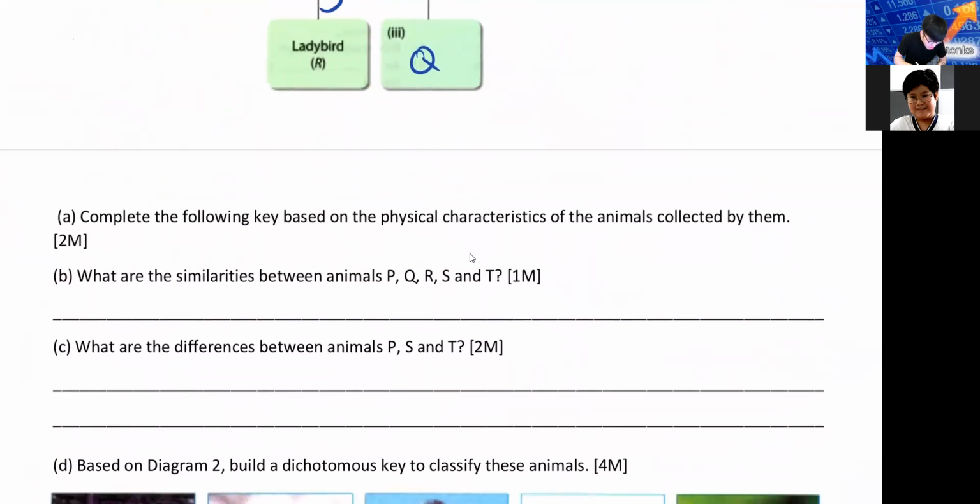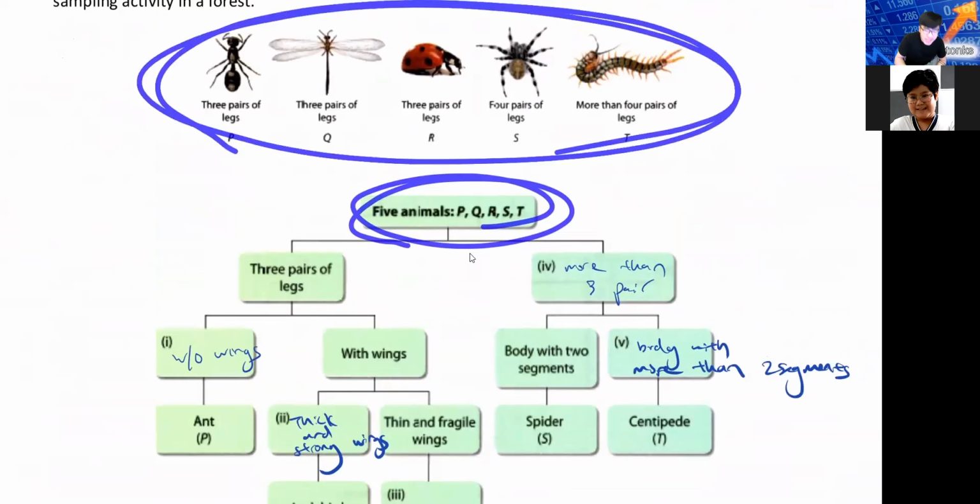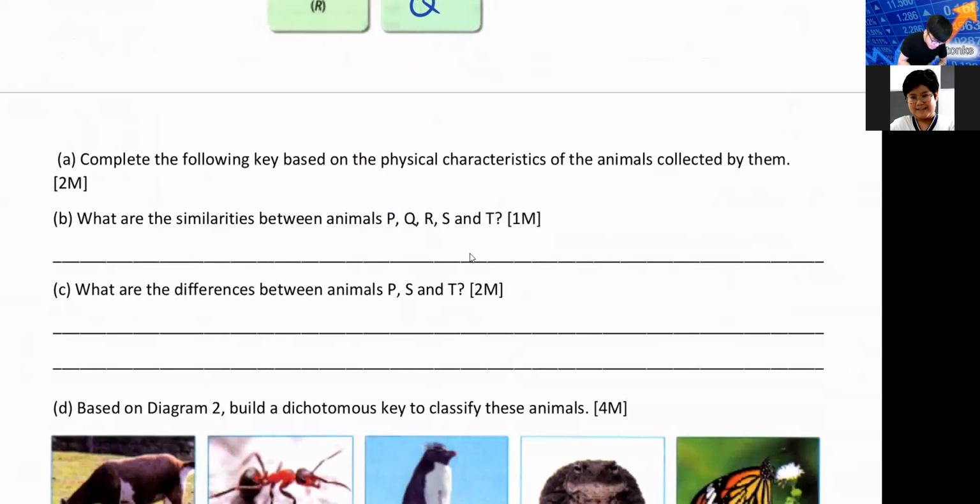Okay, really easy. So what are the similarities between P, Q, R, S, T? So what are all these in similar? They are all invertebrates. All right, they are all invertebrates. They all have no backbone.